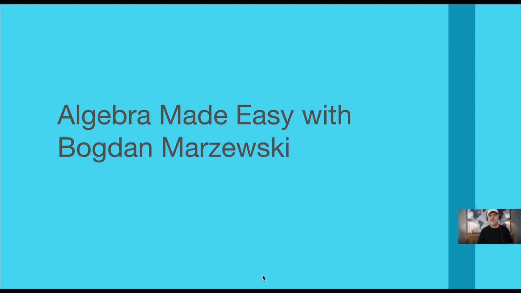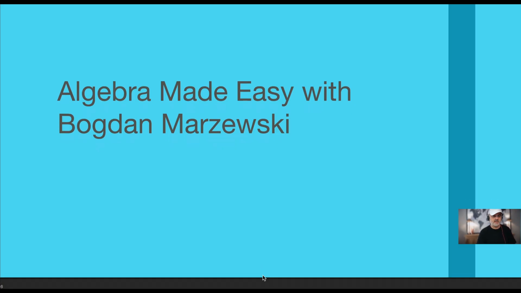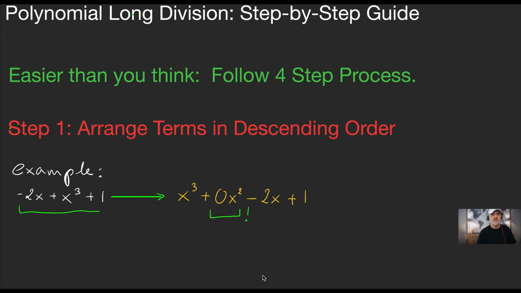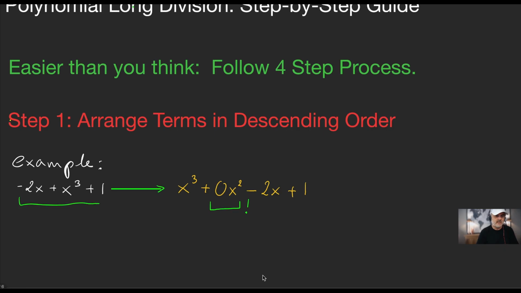Welcome to another video. In this video, we're going to show you how to do long division of polynomials using a simple step-by-step guide. There are 4 simple steps. So in this example, I'm going to reveal the strategy that when you implement, you're always going to complete the questions properly, no mistakes. All right, so step 1 is to arrange terms in descending order.